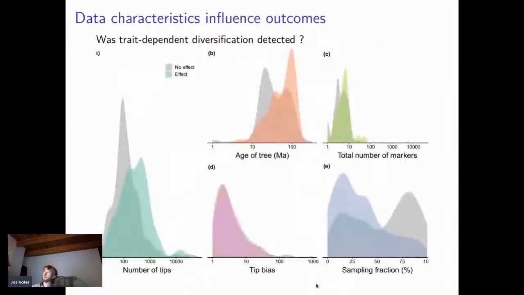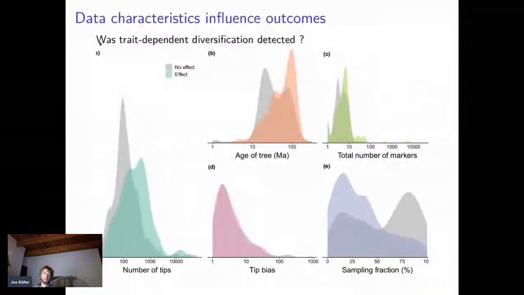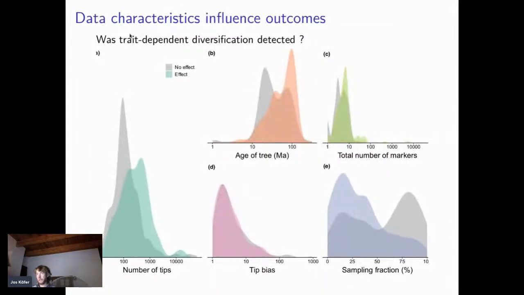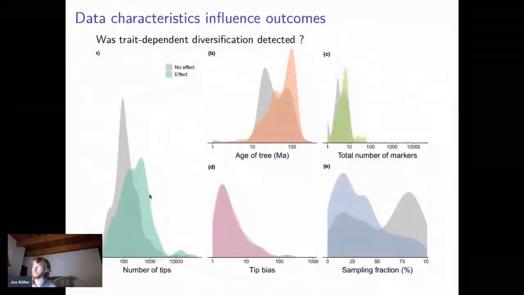Then Andrew looked at the data characteristics and wanted to know if trait-dependent diversification was detected depending on characteristics of the data sets. In gray is where there was no effect detected of the trait, and the colored ones where there was an effect. You can see here that the larger the trees, the larger the number of tips, and the older also, the more likely it is that you will find an effect of the trait on diversification.